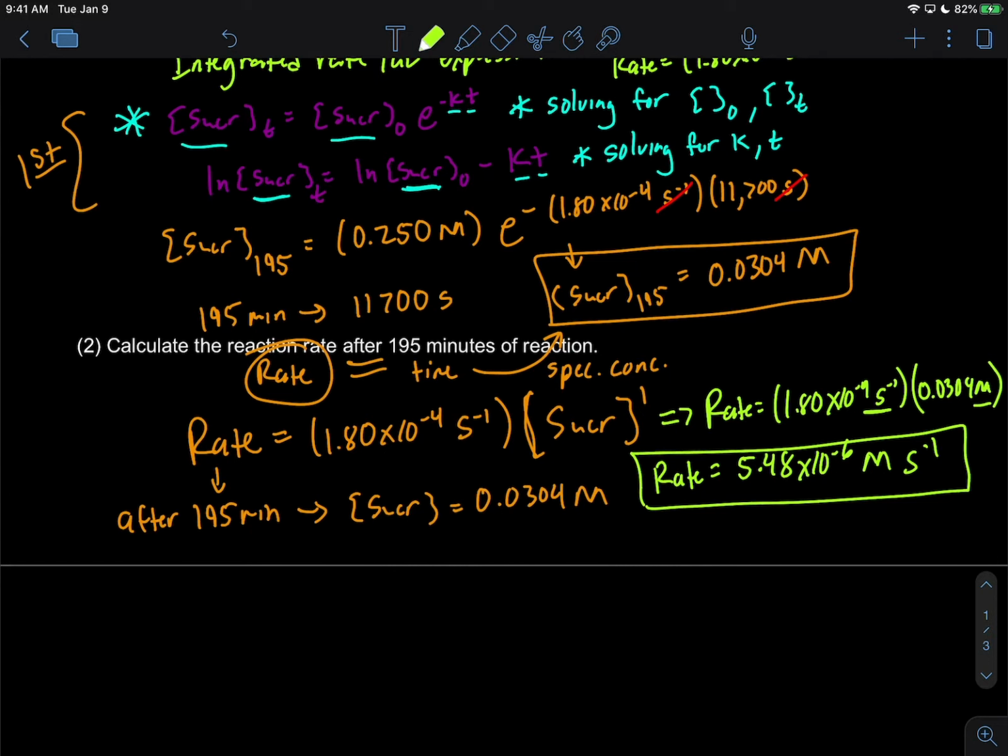If we were looking at original reaction rate, we'd look at the sucrose concentration we originally started with. Again, reminding us anytime we're focusing on our reaction rate, we want to go back to our rate law expression. And we notice we just need to know our k value and the concentration of the reactant that is affecting our reaction rate. So now we have the reaction rate after 195 minutes. We would notice this is slower than our original reaction rate, and that's because our concentration is lower.